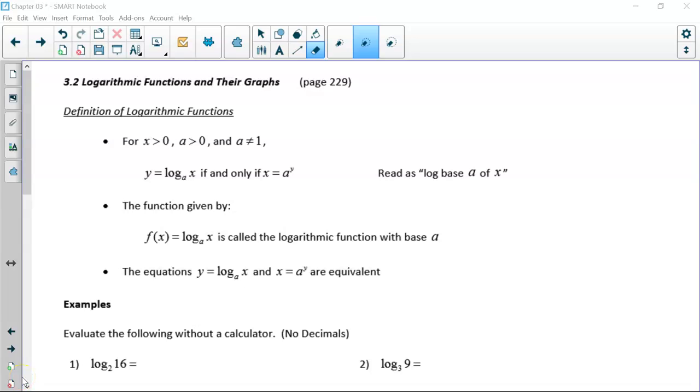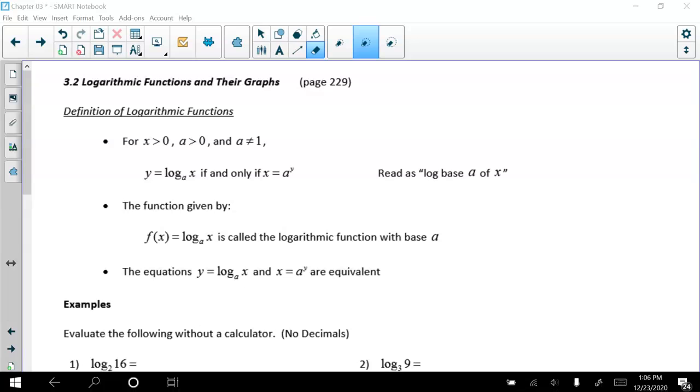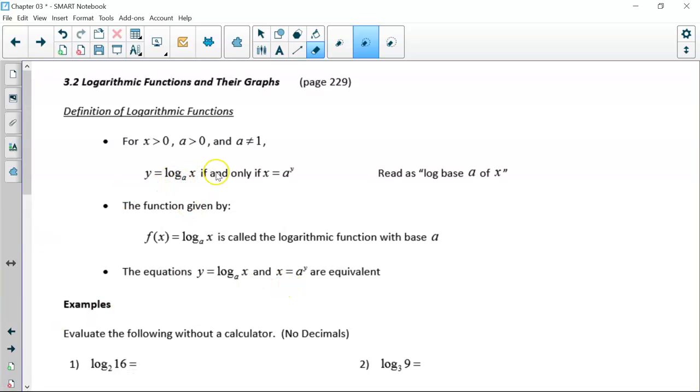Okay, welcome to section 3.2. We're going to be talking about logarithms. And logarithms are the inverses of exponentials. Now, we read this as log base a of x. So y equals the log, the base is a, of x. And that's true if and only if x equals a to the y.